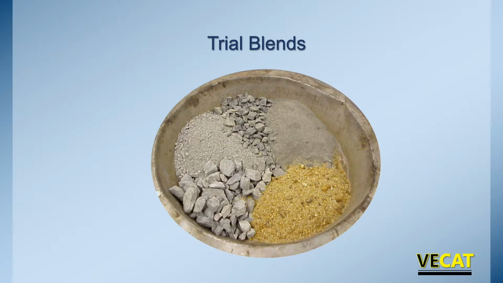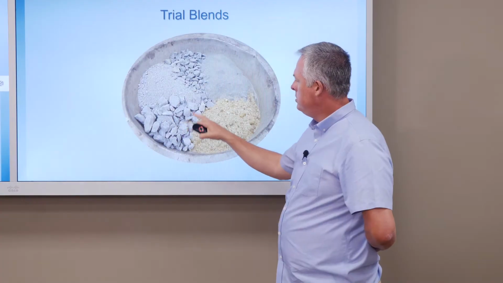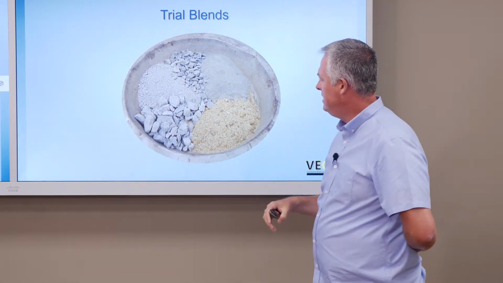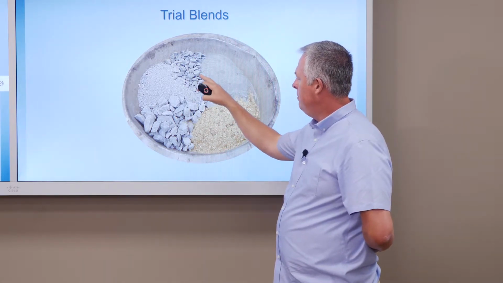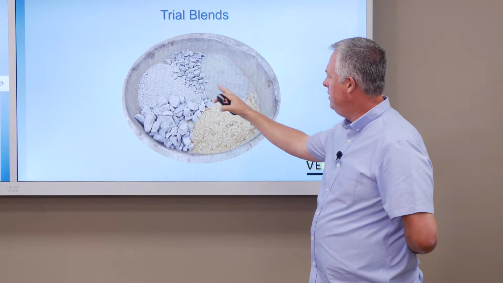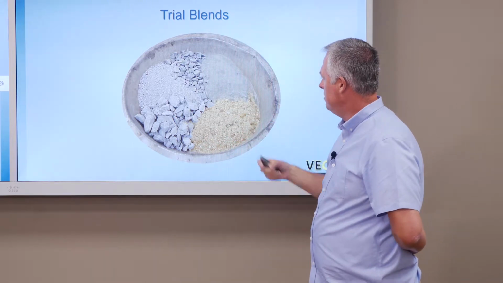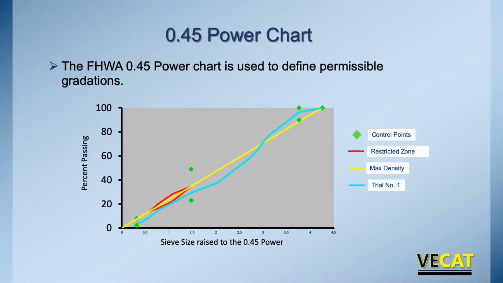You can see this can have anything from our coarsest material, like a 57 or a 68, down to an intermediate size material. We've got some manufactured sands in there, some natural sands as well. So this is a typical Power 45 chart.